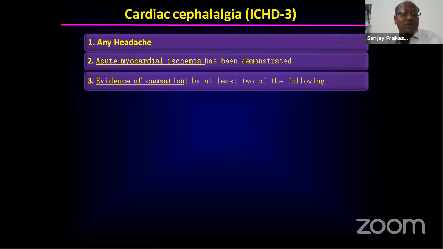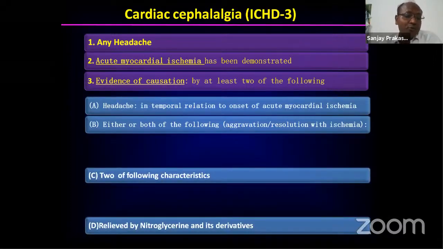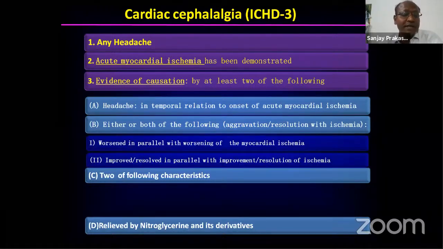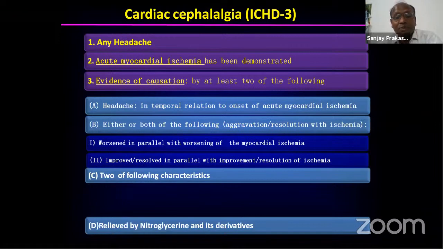There should be headache, there should be evidence of myocardial ischemia, and you will have to find evidence of causation. They have provided 4 points to establish the causation, and you need just 2 of the following. First, the headache should be in temporal relation to the onset of acute myocardial ischemia, and that headache should aggravate or resolve with the ischemia. They have provided 2 points here: headache worsened in parallel with worsening of the myocardial ischemia, or headache improved or resolved in parallel with the improvement of ischemia.